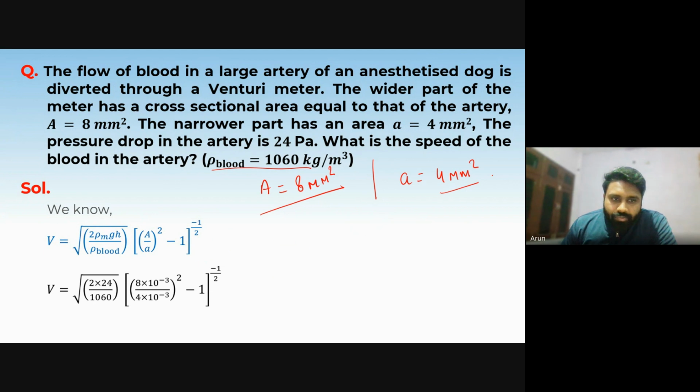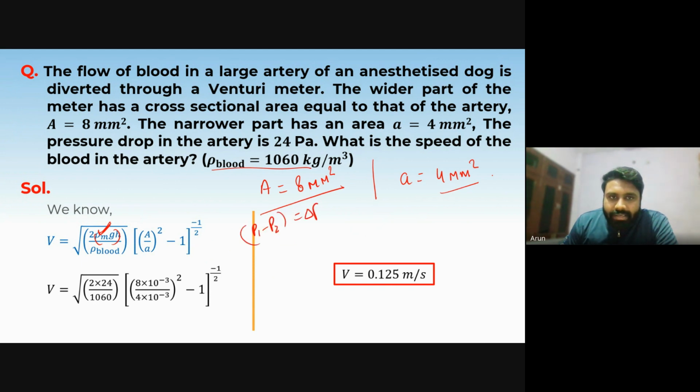We put the value and got the answer. Now rho m you do not need here, because rho m g h can be replaced by P1 minus P2, which is delta P, and it is given here as 24 Pascal. That is why we have put 24 Pascal directly here. Based on that, the velocity is 0.125 meter per second.